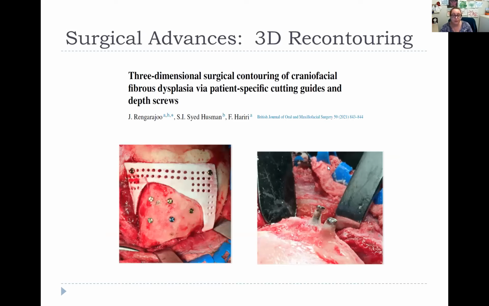So in terms of 3D recontouring, now we do all this virtual surgical planning. This is showing a picture of a cutting guide and how it was specific for this patient, that screws were placed into the area of fibrous dysplasia. And then basically using those as a guide, they were able to, on the right side, shave off all of that fibrous dysplasia bone using the guides.